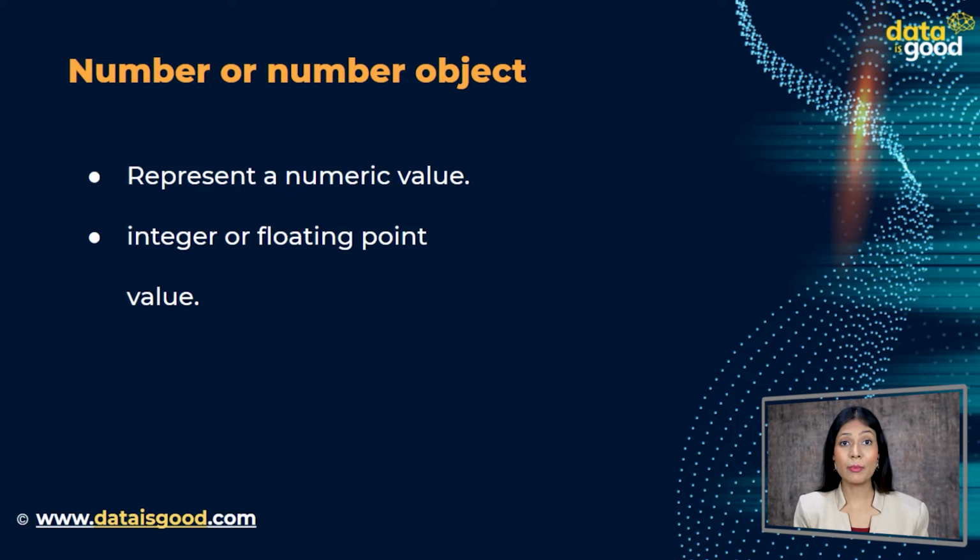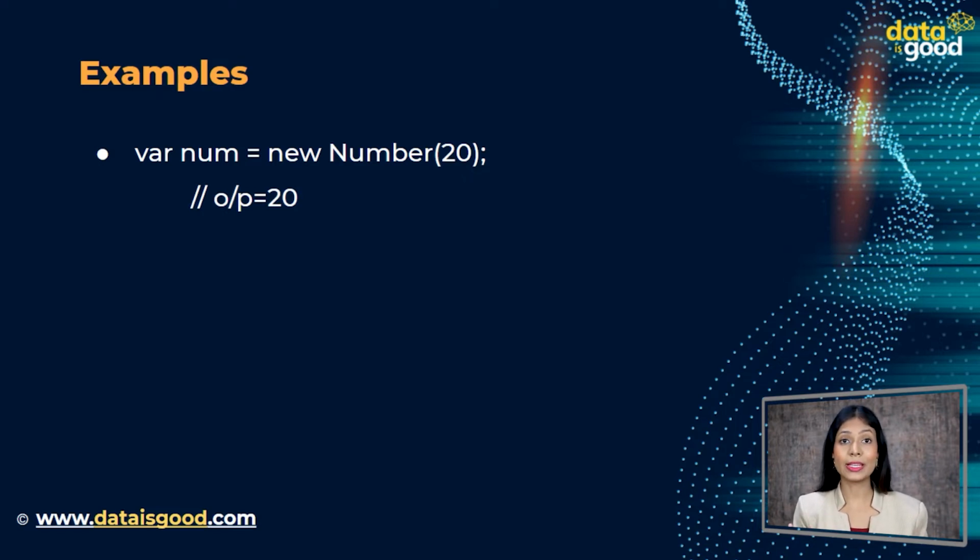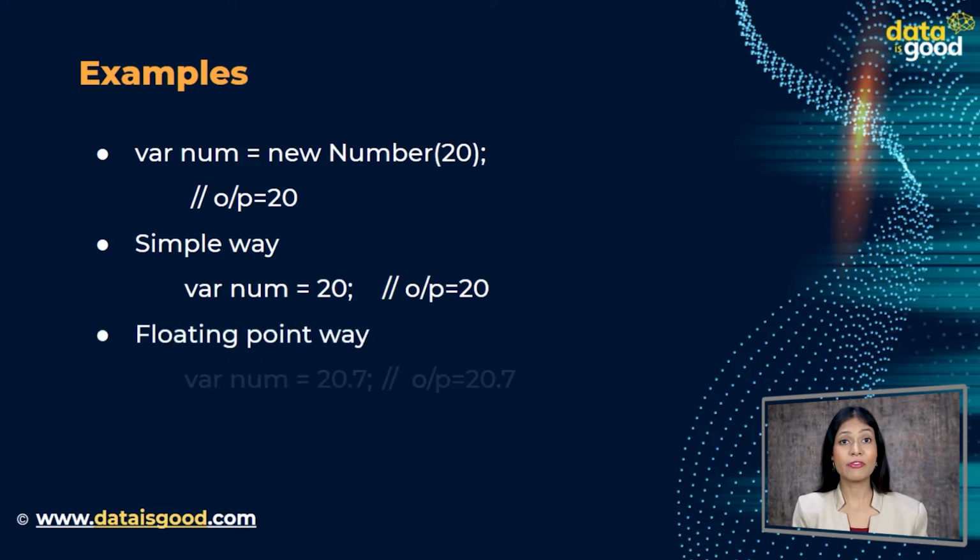With the help of the Number constructor, you can create a Number object. For example, var num = new Number(20), output 20. We stored the number's value 20 in a newly created object num. Or we can do it in a simple way: var num = 20, output 20. Or we can write it as a floating point: var num = 20.7, output 20.7.